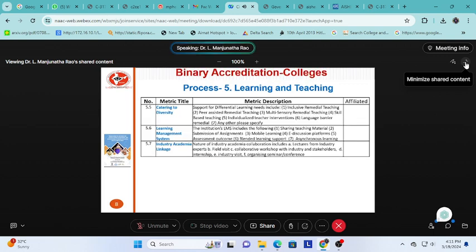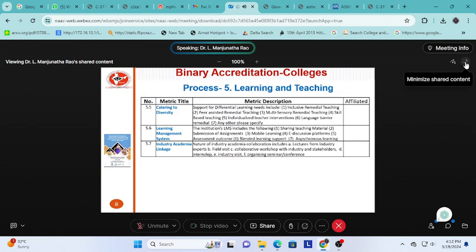Again, this is process-based metrics of learning and teaching: catering to diversity, that is inclusive remedial teaching, peer-assisted remedial teaching, multi-sensory remedial teaching, skill-based teaching, individualized teacher interventions, language barrier remedial, any other please specify. Learning management system: what are the various learning management software or technologies adopted for learning management?